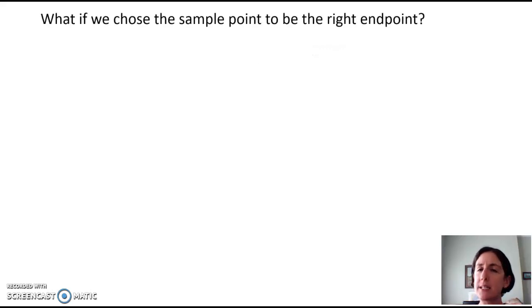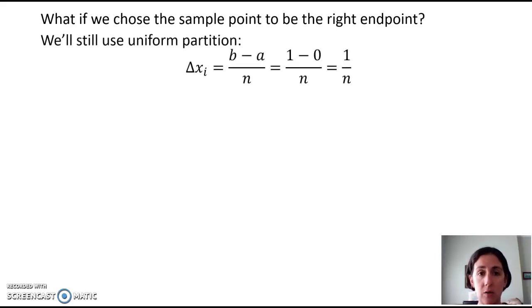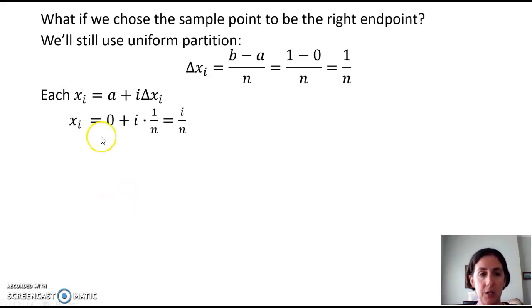Now, what if we did this exact same problem, but we actually chose the right endpoints as our sample x to plug into our function? Let's see what that looks like. So we're still going to use that uniform partition. Delta xi will be b minus a over n, or 1 minus 0 over n, or 1 over n. Each xi is going to be a, which again is 0, because we're doing the interval from 0 to 1, so we're starting at 0, plus i delta xi. So 0 plus i delta xi is i over n, just like it did in the previous example.